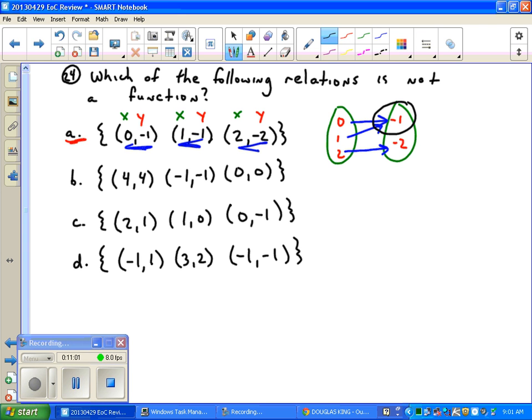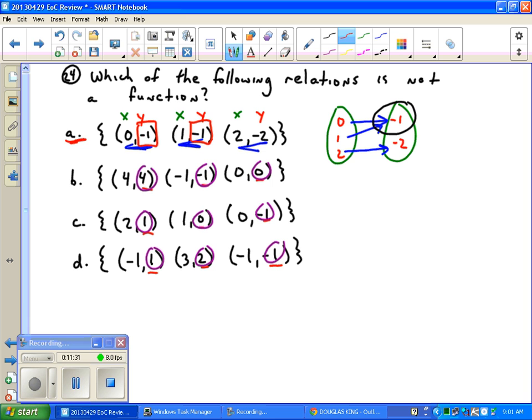An easier, quicker way for you to do when it comes time to take this test is just examine all of your y values. Examine all your y's. Go down the list. If they're the same value, 4, -1, and 0, all of those are different. That's a function. 1, 0, and -1, all of those are different. That's a function. 1, 2, and -1, all of those are different. That's a function. Notice what makes the top one not a function is you have the same y value pop up twice. That makes it not a function, A.